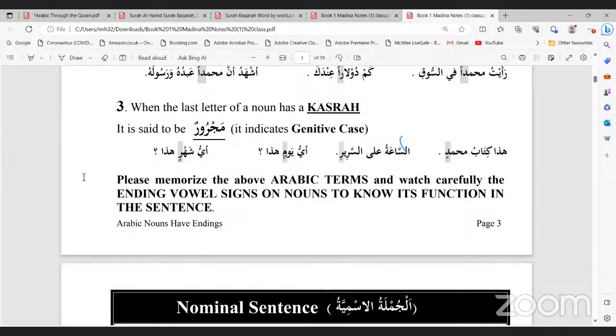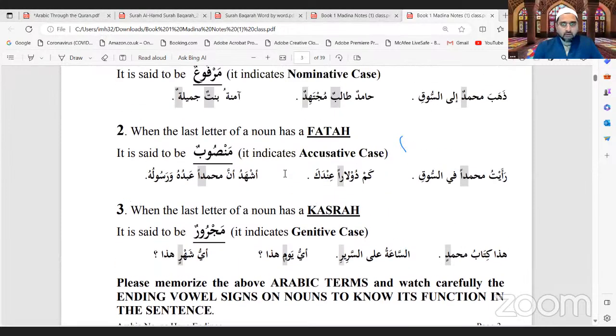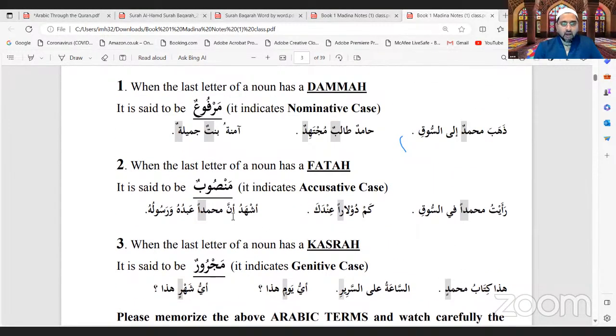Can you please show the second one again? Which one? The accusative. This one: an ashhadu anna Muhammadan abduhu. Anna Muhammadan abduhu. So Muhammadan has a fatha tanween itself. Okay, is that clear? Yes. Okay.